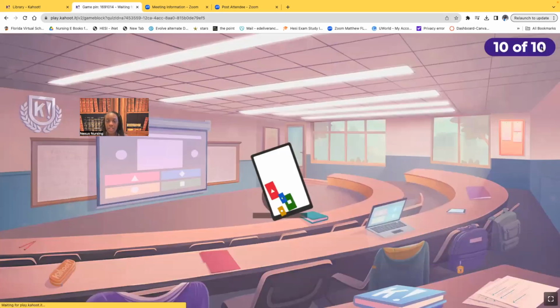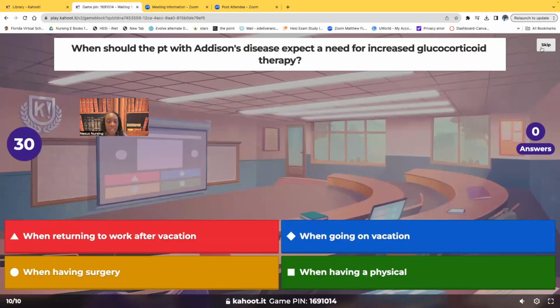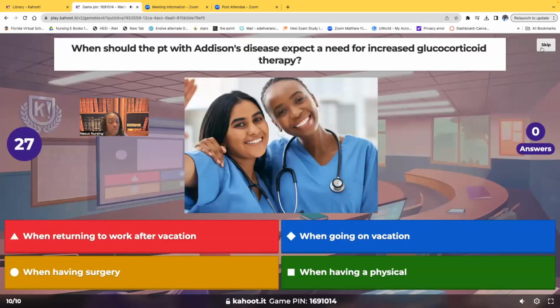All right, last question. When should the patient with Addison's disease expect the need for increased glucocorticoid therapy? Would it be when returning to work after a vacation? Would it be when going on a vacation? Would it be when having surgery? Or would it be when having a physical?